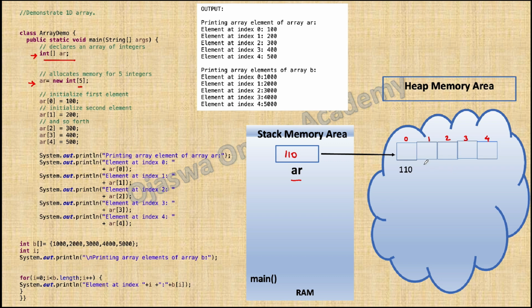So if the base address of the array is 110, the address for the next element is calculated depending upon the data type. For example, if the data type is int, it will calculate 4 bytes. If the data type is double, it will calculate 8 bytes. This is explained in data structures. I am not getting into depth of this. You will have a separate subject, data structures, in your computer science curriculum.